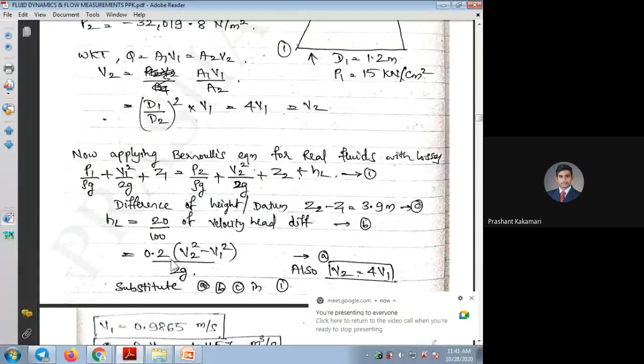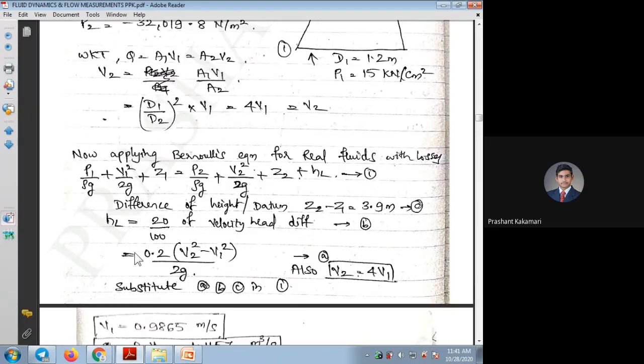So this difference is taken to multiply with 20%, 0.2, so that we can find out the HL value. But here we don't know V2 as well as V1. So this we can find out by the other forms. So I hope how we have considered this HL is understood. Velocity head difference into 0.2, that will give us HL.